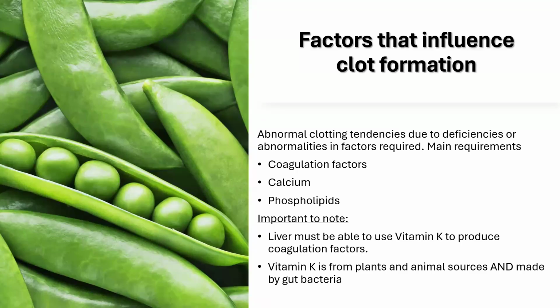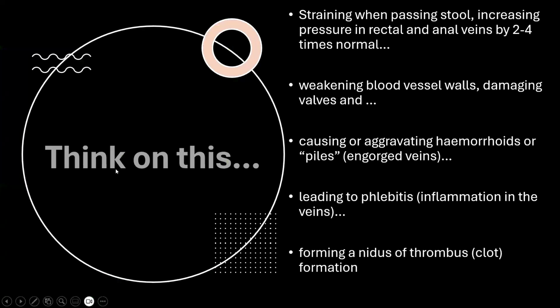Now, vitamin K is from plant sources, and that's why I'm showing you these peas and the green pods. And it is also found in some animal sources. And if the gut is functioning very well, gut bacteria, the normal gut bacteria that we're supposed to have, make some vitamin K. Then the balance of clotting and breaking down of clots can function well. So I want us to think about a few things. And these are the sort of random thoughts.